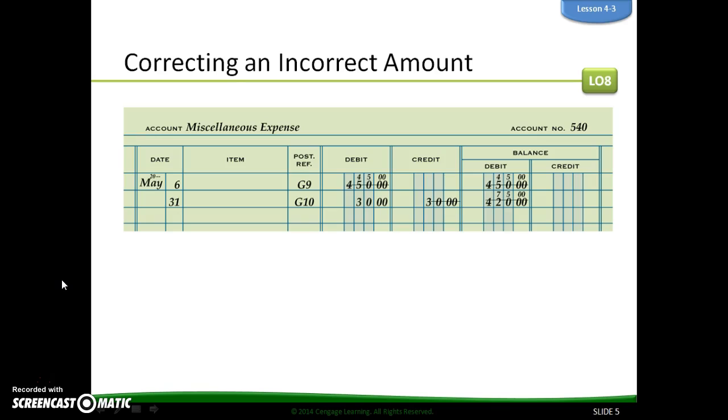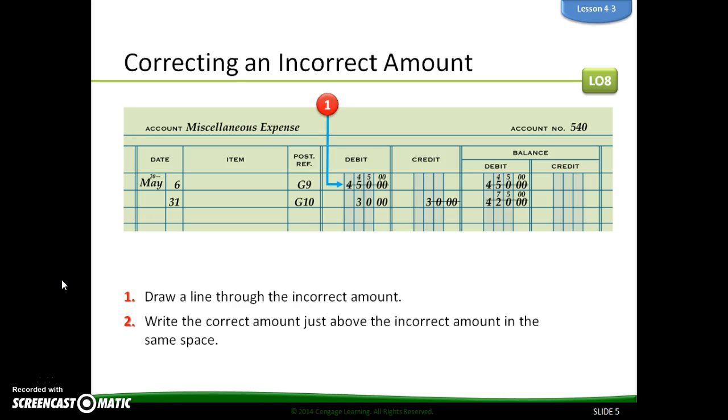If we post something using an incorrect amount, the first thing we're going to do is draw a line through the incorrect amount, and then we're going to write the correct amount in the space that's just above wherever we made the mistake. And then we'll go ahead and recalculate the account balance.